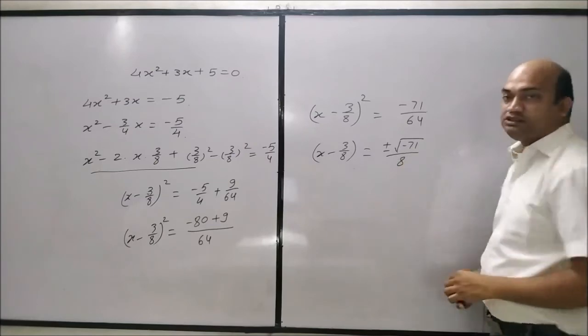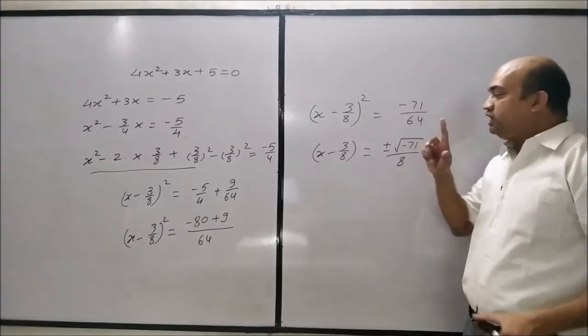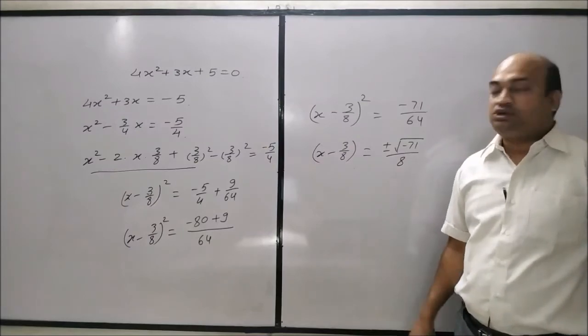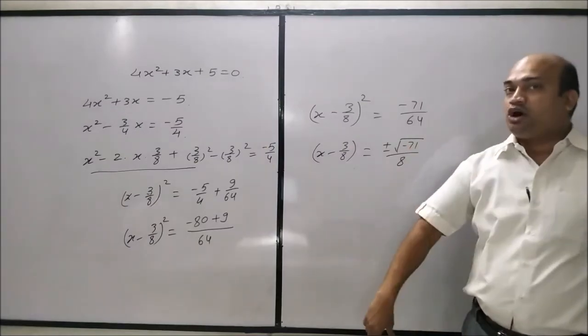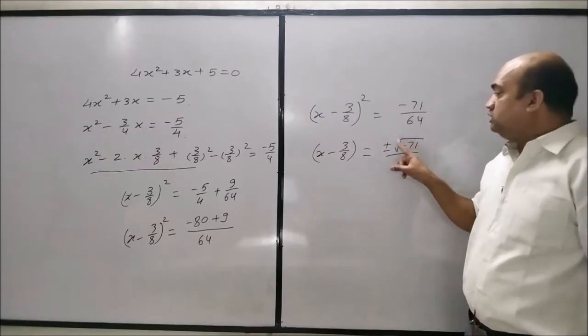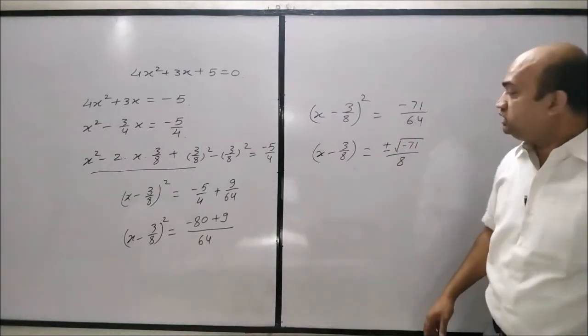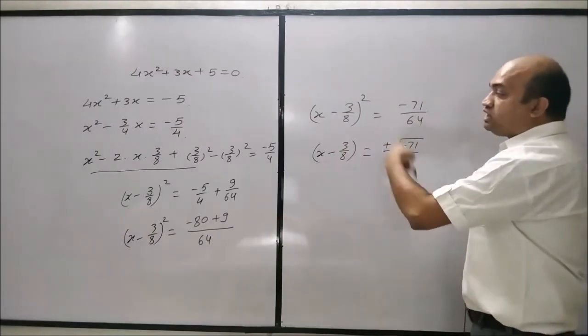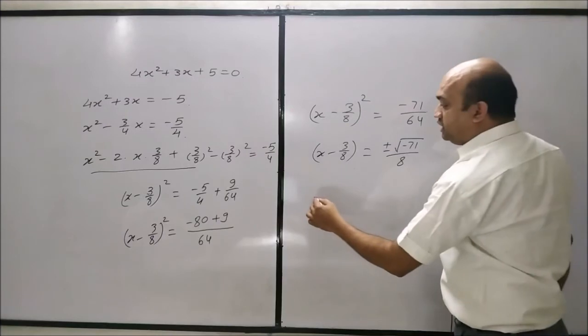You see, in the square root we have here a negative value. If we get a negative value in the square root, then its value cannot be obtained, because it will be an imaginary number. In the square root there should not be any negative number. That's why we write that the roots of this quadratic equation do not exist.